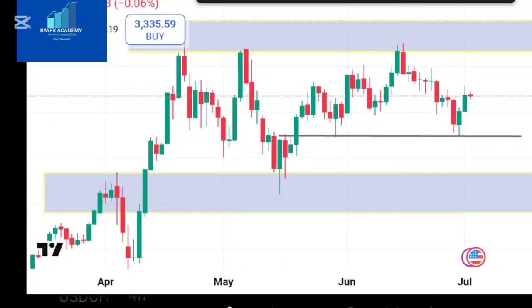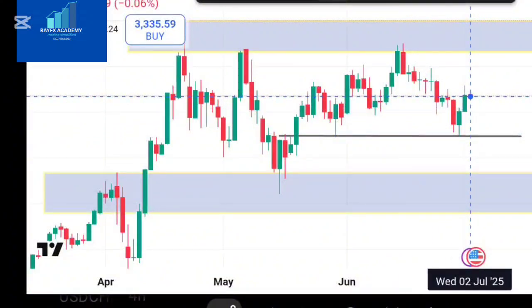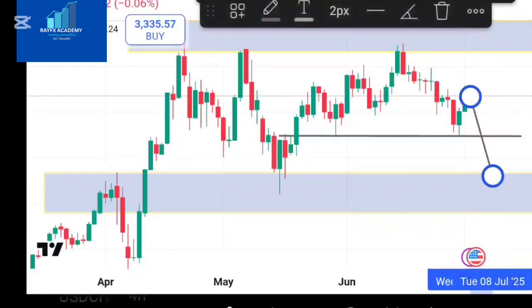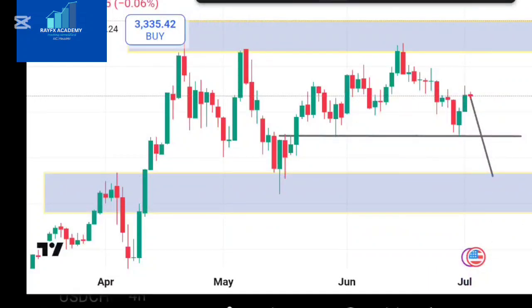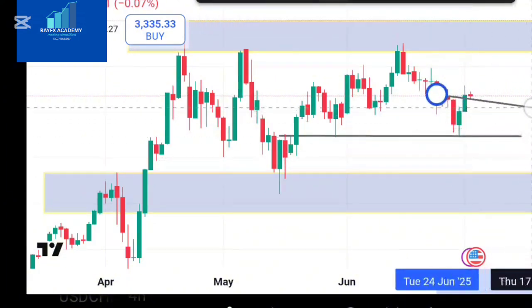The option left for it now is that it reverses from here back down. Why is it possible for it to reverse from here all the way down to our resistance, I mean from here to this point? Why is it possible for it to make this move? First of all, if you look at this, let me use this.